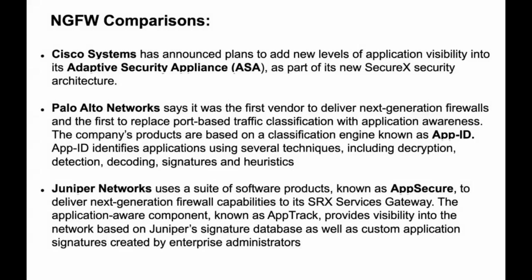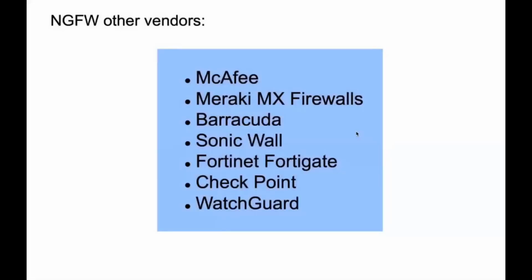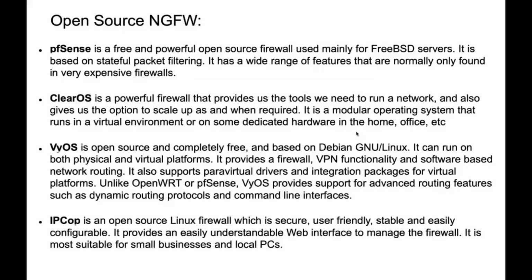Some examples of next generation firewalls: we have the Cisco ASA devices, Palo Alto Networks, Juniper Networks SRX, which is the one we illustrated before. And we have other vendors such as McAfee, Meraki, Barracuda, SonicWall, FortiGate, Check Point, and WatchGuard. We also have some options here. If we want to use an open source next generation firewall, we can configure pfSense, for example, and we have some other options such as ClearOS and IPCop, which is an open source Linux firewall.